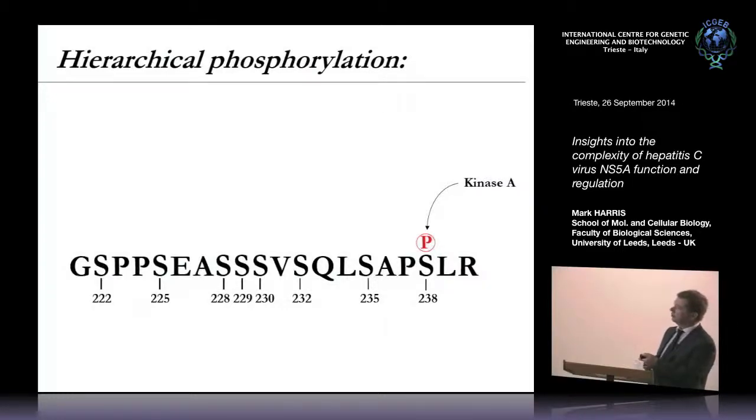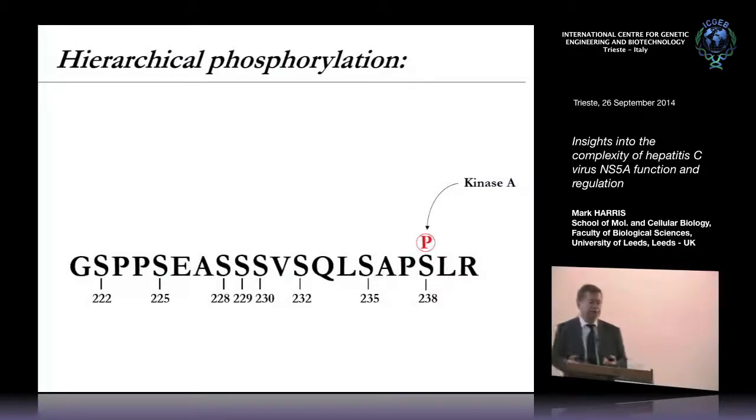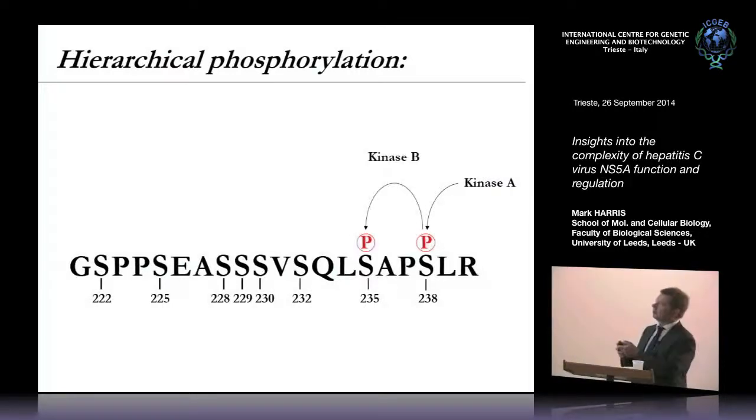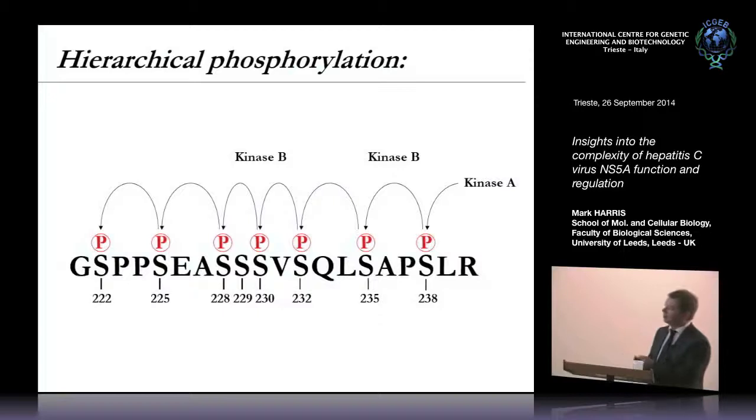So you can imagine kinase A could phosphorylate the serine at 238. And that phosphorylation induces a negative charge, produces a phosphate. That then provides the recognition motif for another kinase that can come along, and we call this kinase B here. Of course, it could be the same kinase. It allows that phosphorylation at the next residue down. And of course, then you can imagine a cascade moving down this protein, whereby each sequential phosphorylation allows additional phosphorylation at the next residue going all the way down this protein.